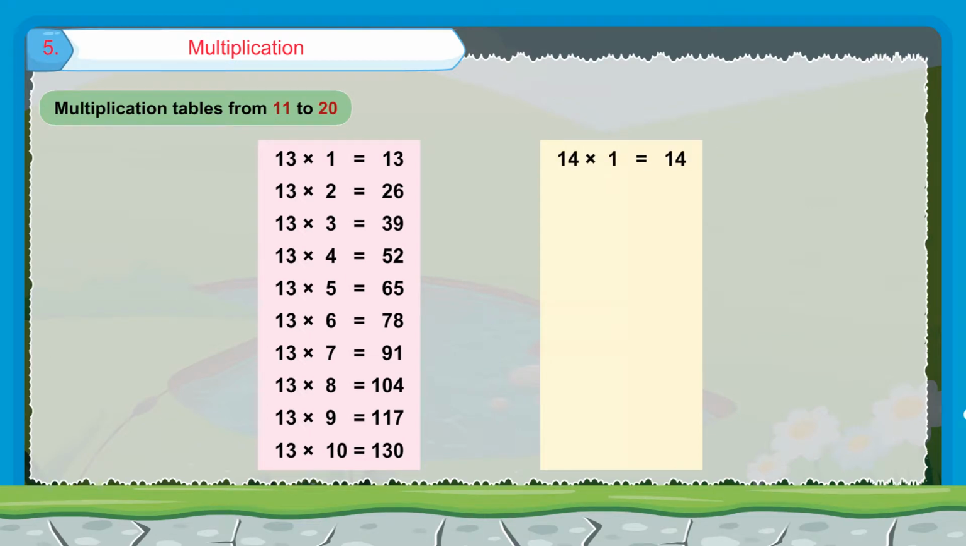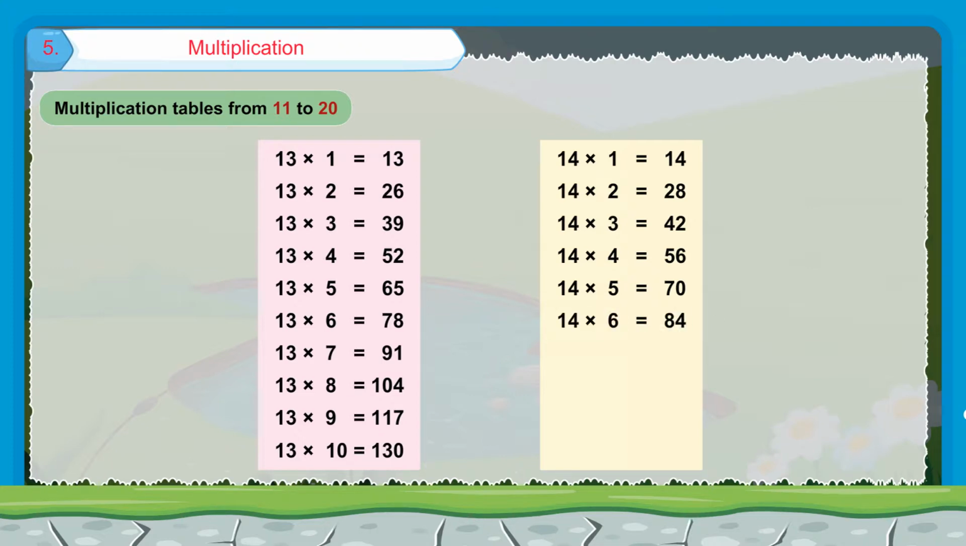14 into 1 is equal to 14. 14 into 2 is equal to 28. 14 into 3 is equal to 42. 14 into 4 is equal to 56. 14 into 5 is equal to 70. 14 into 6 is equal to 84. 14 into 7 is equal to 98. 14 into 8 is equal to 112. 14 into 9 is equal to 126. 14 into 10 is equal to 140.